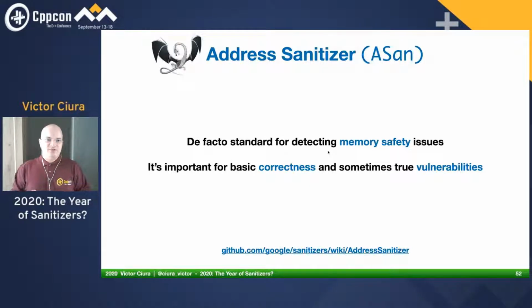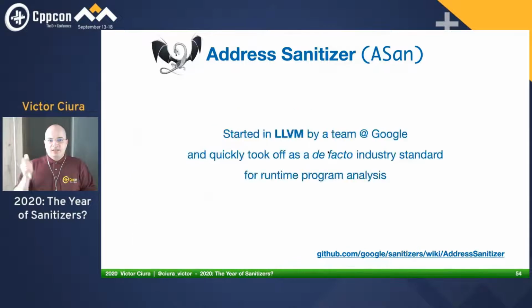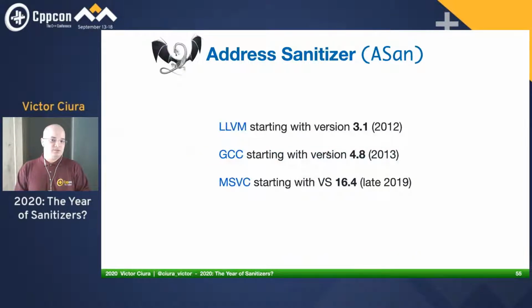And it has become the de facto standard for detecting memory issues. It detects things like use after free, dangling pointers, heap buffer overflow, stack buffer overflow, global overflow, and others. It was started in LLVM by a team at Google and quickly took off as a de facto industry standard for runtime program analysis. It has very good documentation, but it's not properly spec'd in terms of the runtime. So it takes a lot of work to actually port it to a different platform.